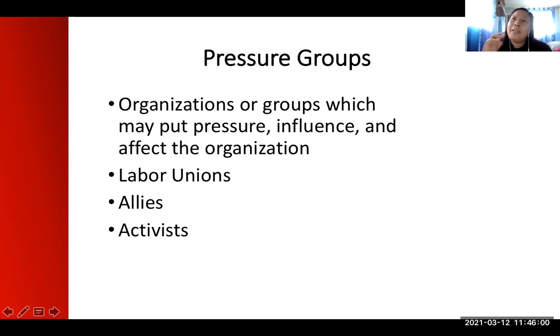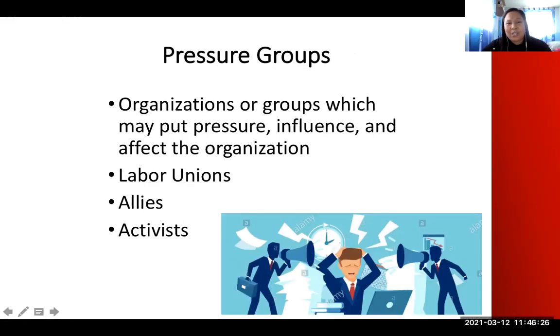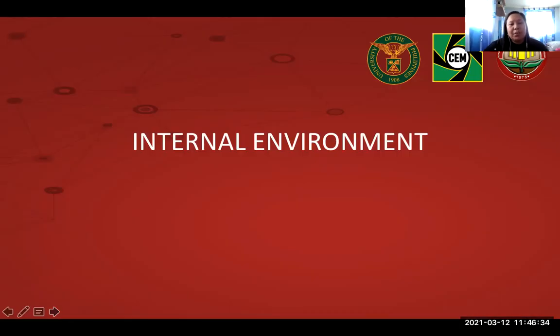Pero yun nga, if you become a politician or a business person, you have to balance the economy, the social aspect, and the environment. So, aside from it being the aspect of sustainable development, it also has to have metrics. Sabi nga nila, you cannot manage what you cannot measure. Okay, so, kung gusto niyo malaman ko ano ibig sabihin nun, eventually na lang, or tanungin niyo na lang ako. So, these are the pressure groups. Ayan, nagdoble yata siya. Let's move on now to the internal environment.